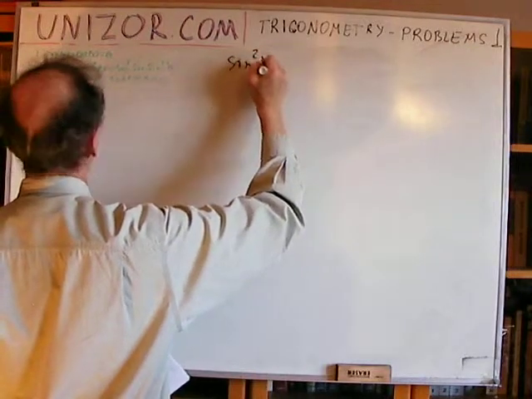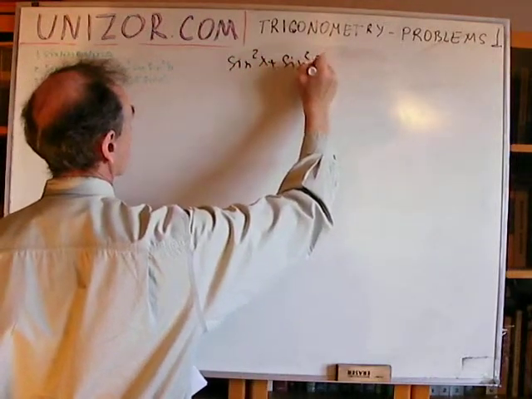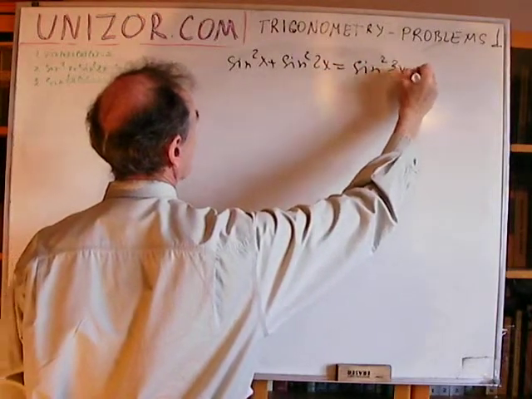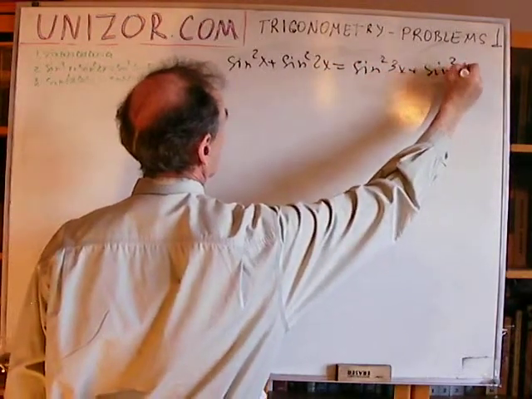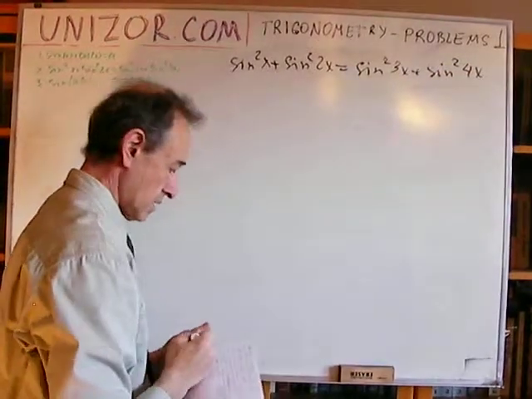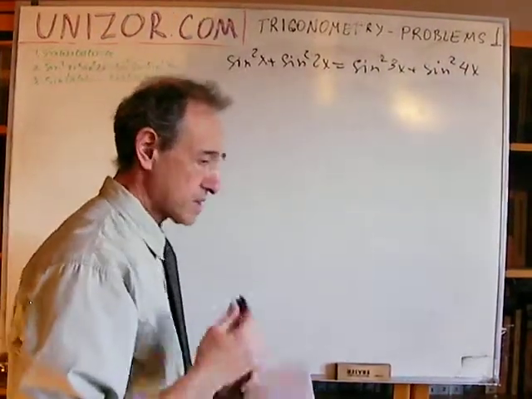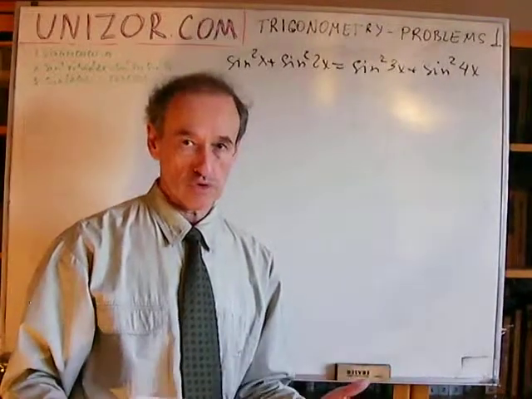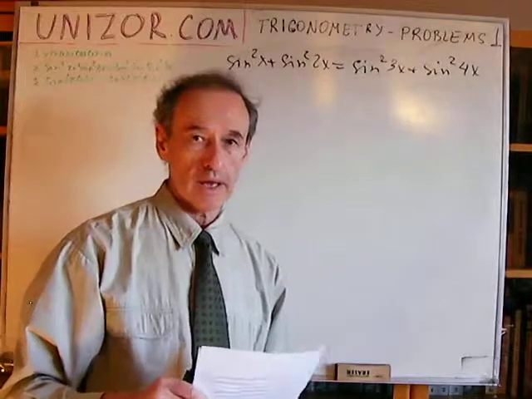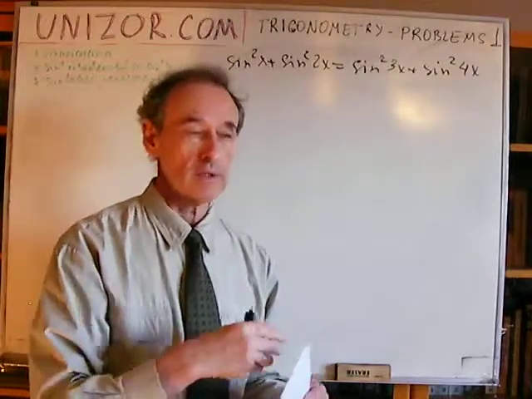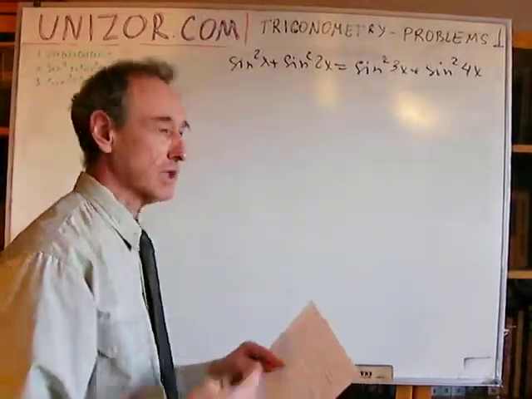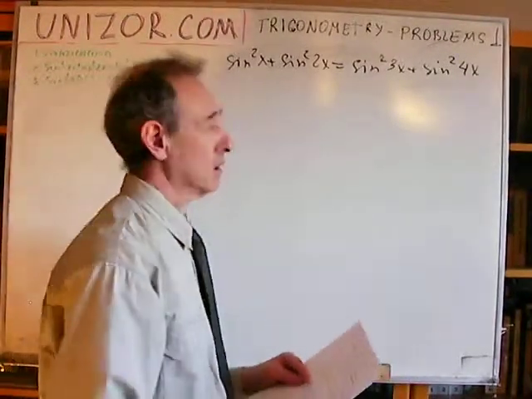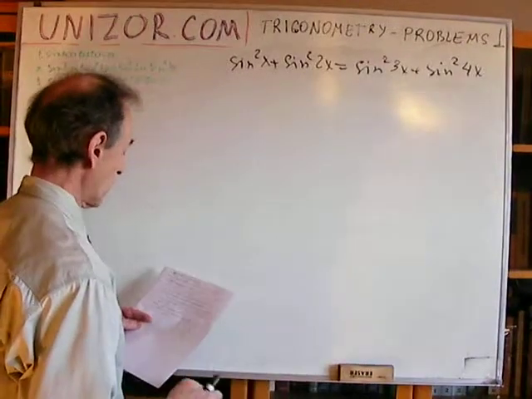Sine square x plus sine square 2x equals sine square 3x plus sine square 4x. Again, I basically claim that this is not your typical equation, which you know beforehand or are taught beforehand how to solve. You have to invent a new methodology to solve this particular equation.